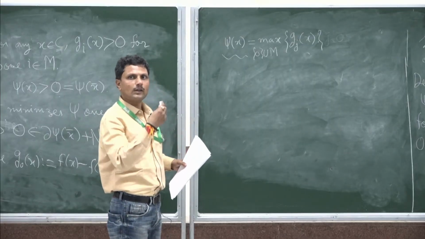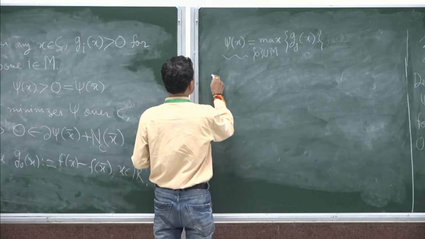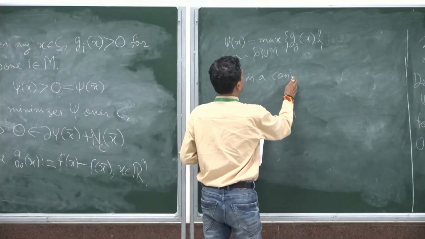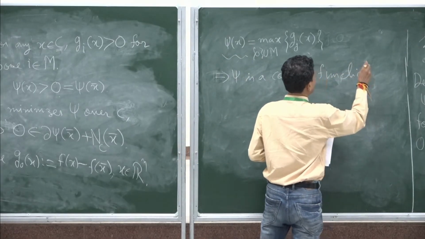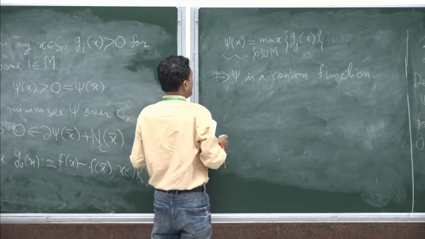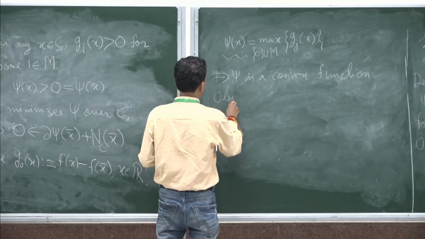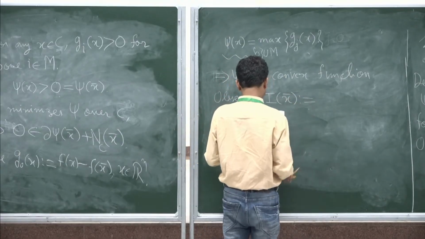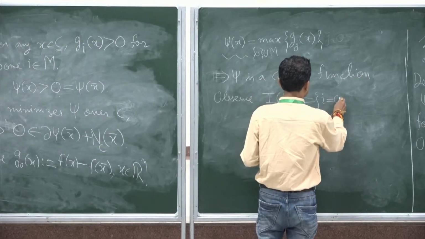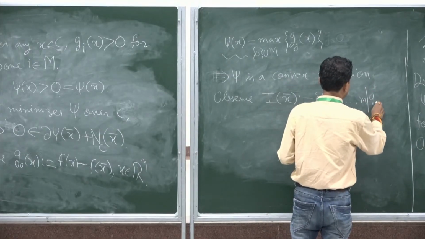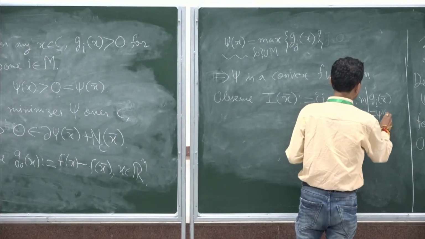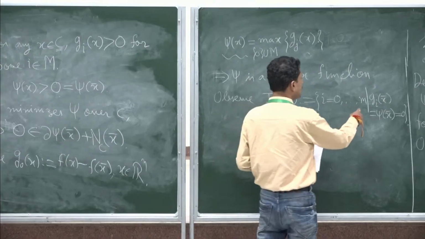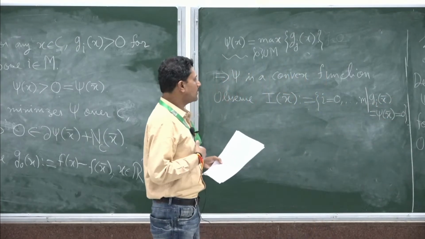Even if it is not a convex function, you can do this exercise. But that implies that phi is a convex function, right? And if phi is a convex function, you observe one thing: if you define a set like this, I of x bar is equal to the i from 0 to m such that g_i of x bar is equal to phi of x bar, which is equal to 0, right? Here g_i also contains the function f of x minus f of x bar.